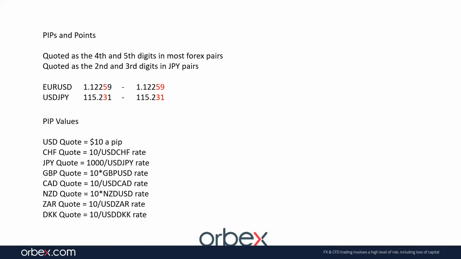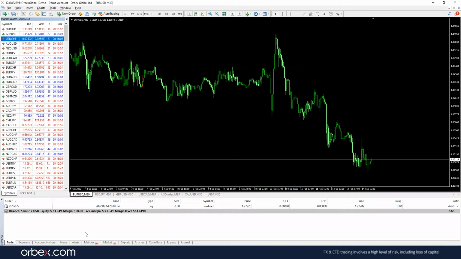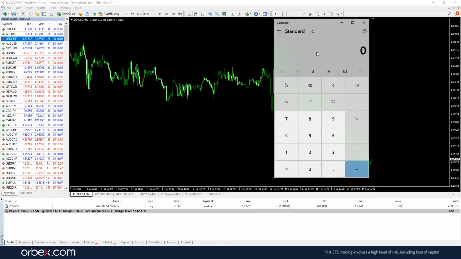So let's just quickly take a look at that. The dollar Swiss franc at the moment is 0.9253. We'll get the trusty calculator again. 10 divided by 0.9253. So each pip value at the moment is approximately, because we are moving a little bit up and down, approximately $10.80. So that's the pip value for Swiss franc for one lot.